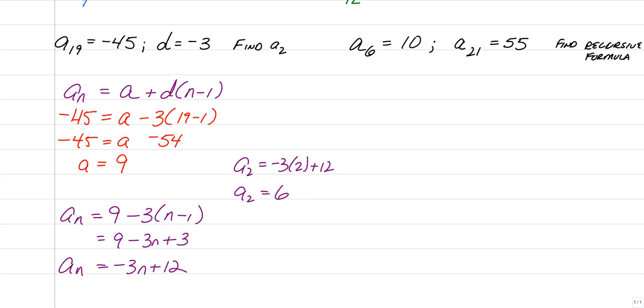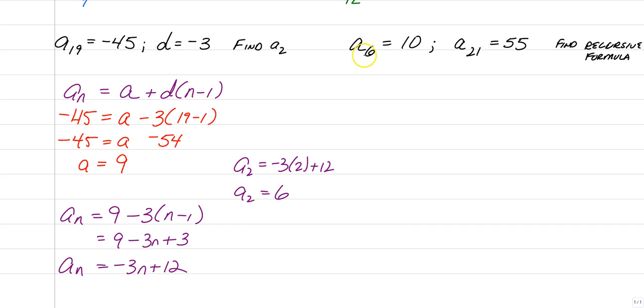So the last question is going to be the trickiest one, because we are given a sub 6 and a sub 21. So we were not given the first term, and we were also not given the common difference. So there's a couple of different ways you can do this question. One way will kind of help you find both at the same time. And to do that, you would just set up a system of equations and then go solve.